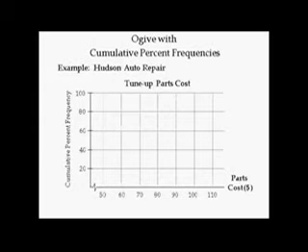An ogive is a graph of a cumulative distribution. On the y-axis, we could have cumulative percent frequency or cumulative relative frequency. In the diagram here, the y-axis is labeled cumulative percent frequencies. Hence, this ogive is a cumulative percent frequency distribution.